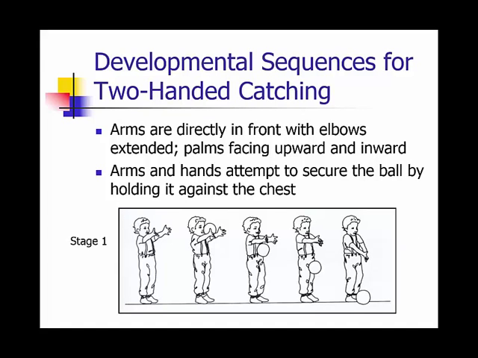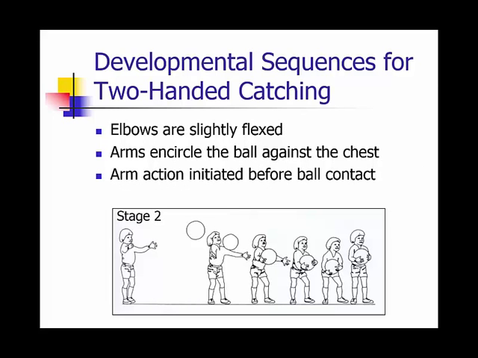So some developmental sequences and milestones for catching. Here on the first one you can see that in stage 1 the child's hands are directly in front of him, the elbows are extended, the palms are facing upwards or inwards towards the mid-sagittal plane. When the ball contacts the hands or arms, the elbows are flexed in an attempt to secure the ball by holding it against the chest. So kind of trapping it against the chest.